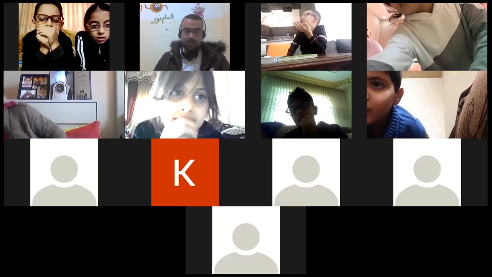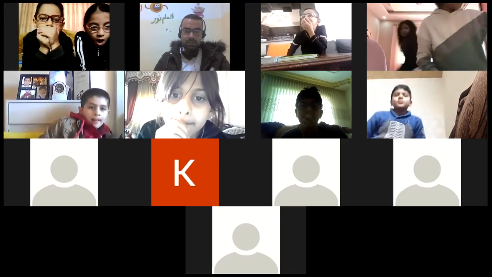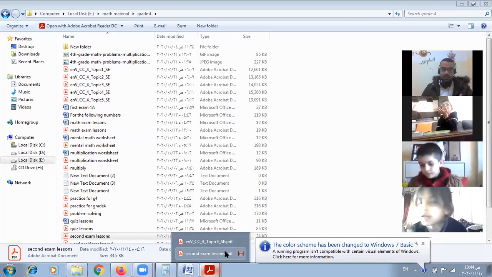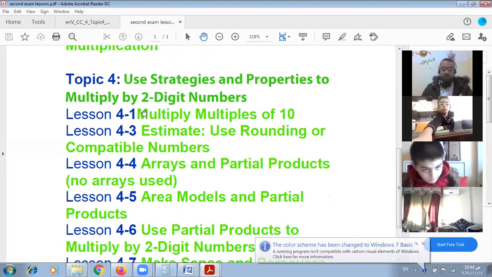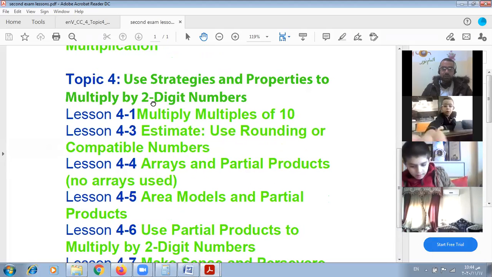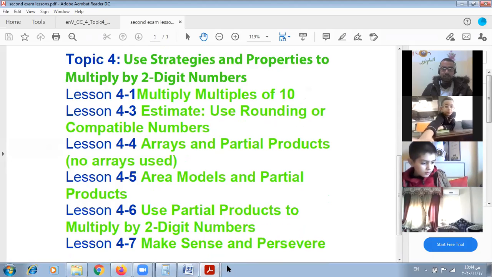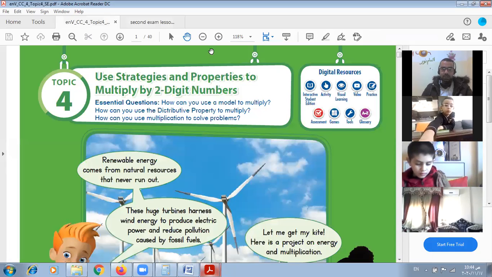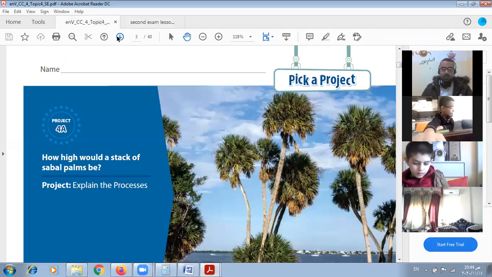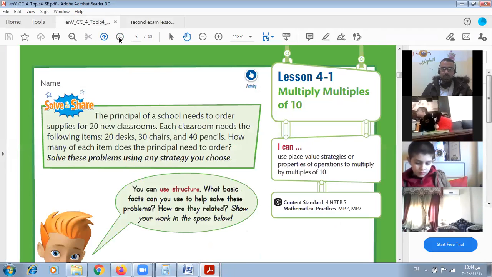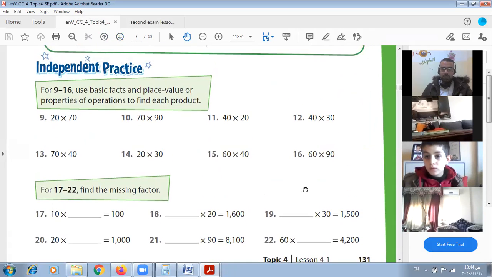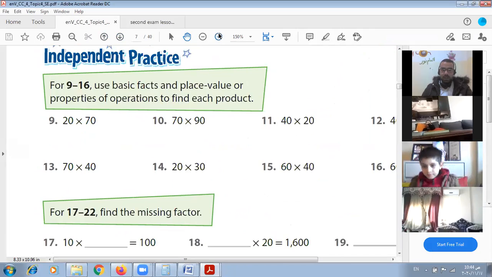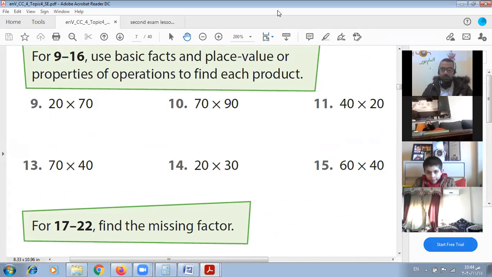Okay, so Bismillah ar-Rahman ar-Rahim. Let's start. Yesterday we reviewed topic 3, so today we are reviewing topic 4. The first lesson is multiply multiples of 10. So now we are on page 131. How do we multiply multiples of 10? It's easy and we know how to do that.